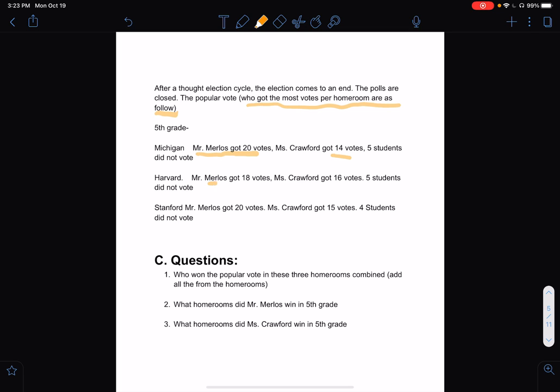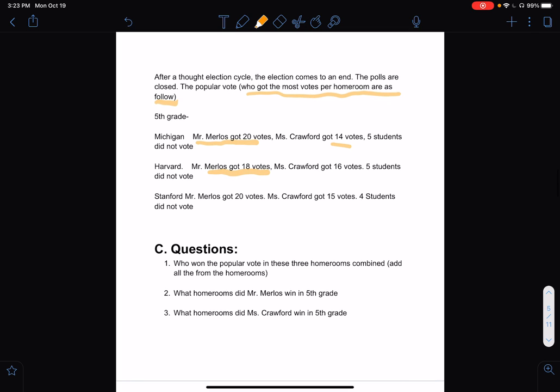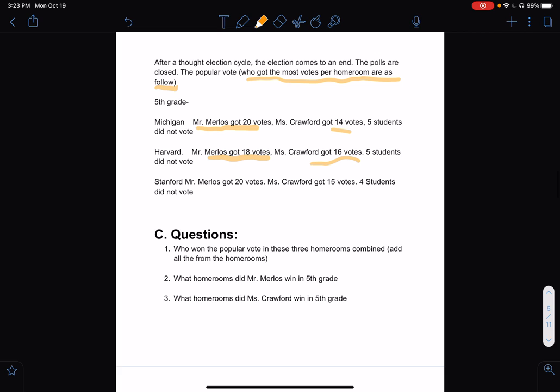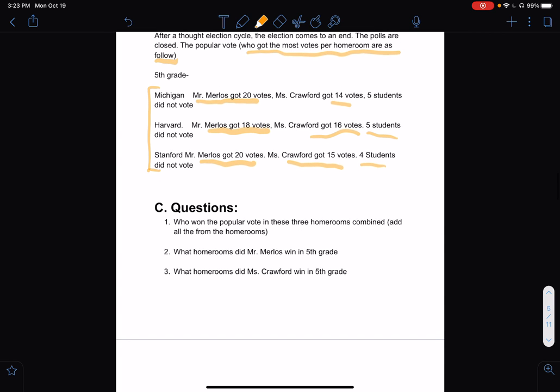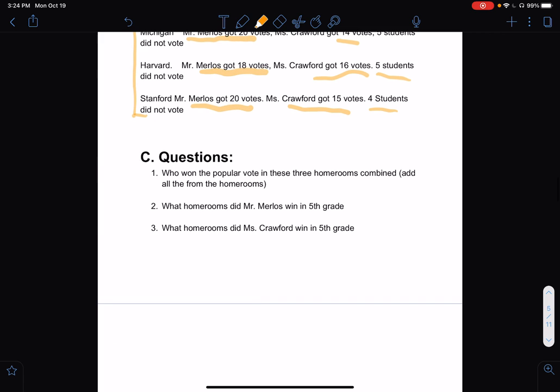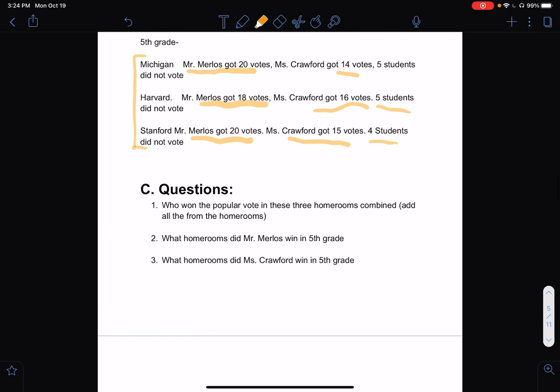In Harvard, I got 14 votes. Ms. Crawford got 16 votes. Again, I win the popular vote. Ms. Crawford does not. In Stanford, I got 20 votes. Ms. Crawford got 15 votes. 4 students did not vote here, 5 students did not vote here. So I won the popular vote in all of fifth grade. So I won the most votes. That's all I'm going to talk about, just who won the most votes. So who won the popular vote in these homerooms combined? I just gave you the answer to that, right?